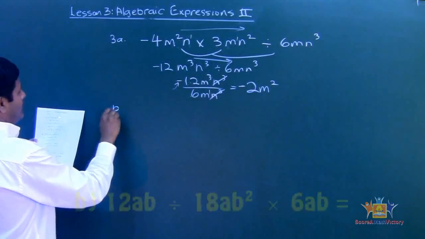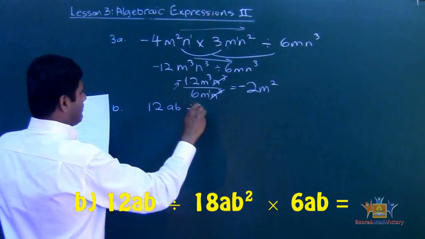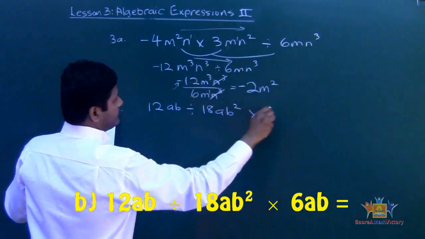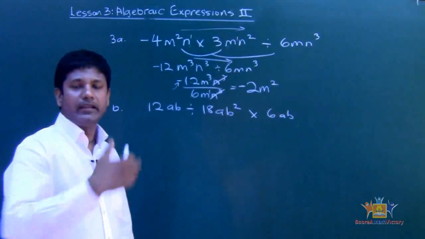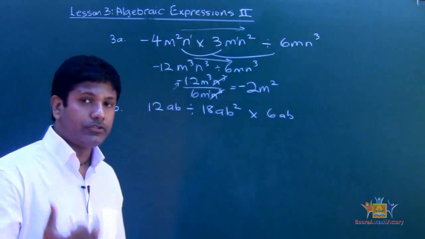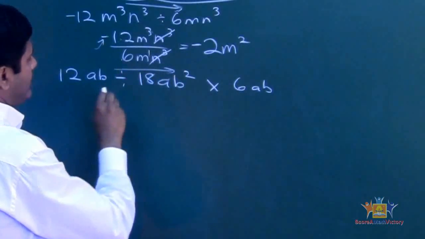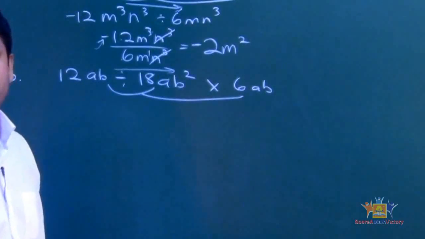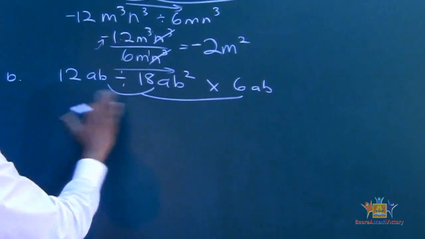Okay, B, you're given 12AB divided by 18AB squared times 6AB. Alright? So, again, we got division and multiplication. So, we're going to use the left to right method. That means we're going to combine this and use the pairing method, and then we're going to multiply with that. So, we're going to solve this first. We're going to divide. So, we're going to read exactly as it says.